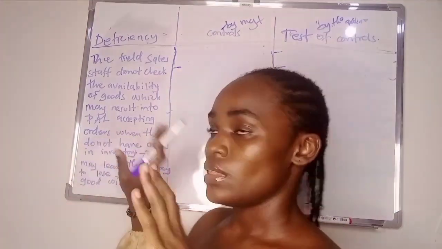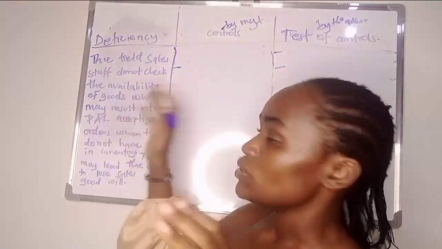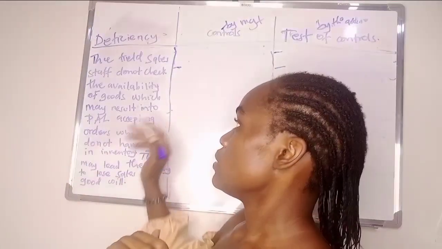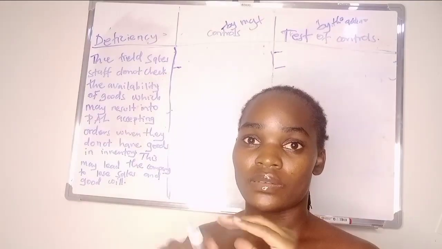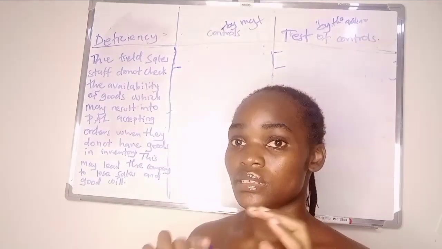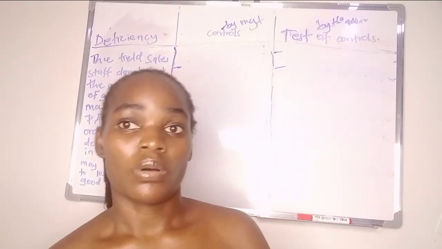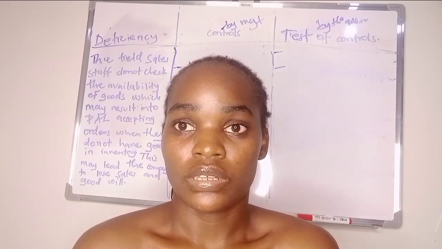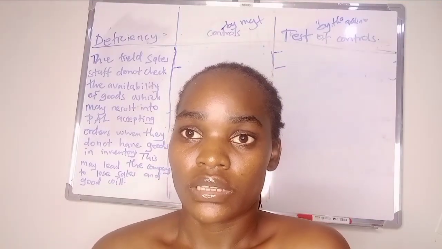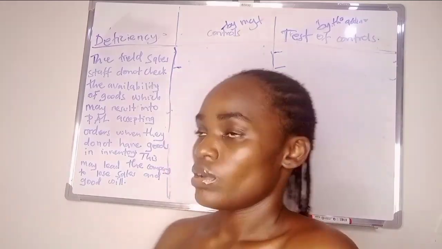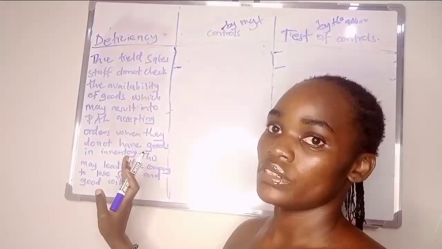So that is a deficiency, something that is wrong. It was there in the question. They do not check the availability of goods before accepting orders, so it may lead to them accepting orders when there is actually no stock in the store or in the warehouse. So they may end up losing sales and their goodwill. So what control can be used to address this particular deficiency?